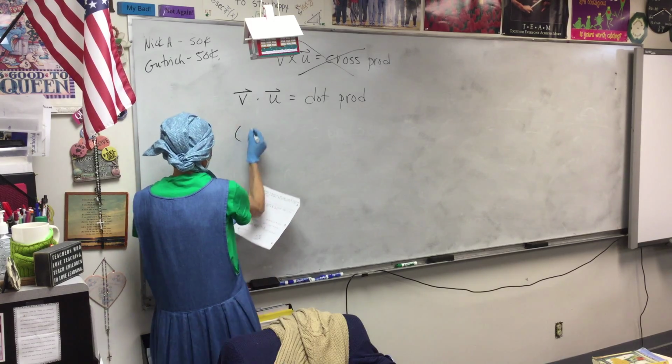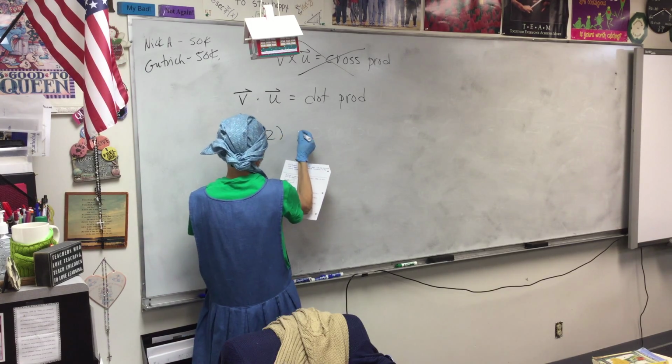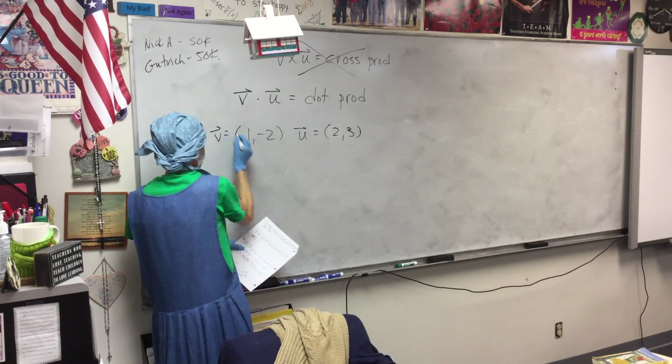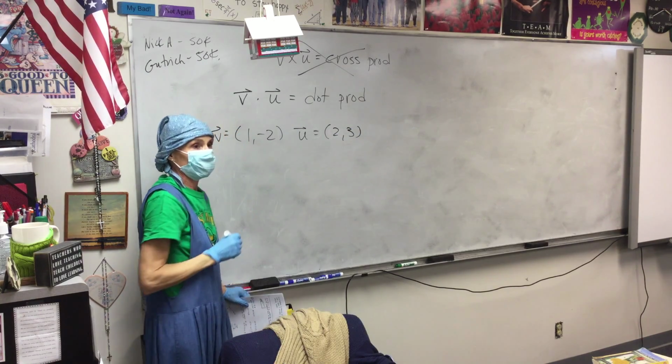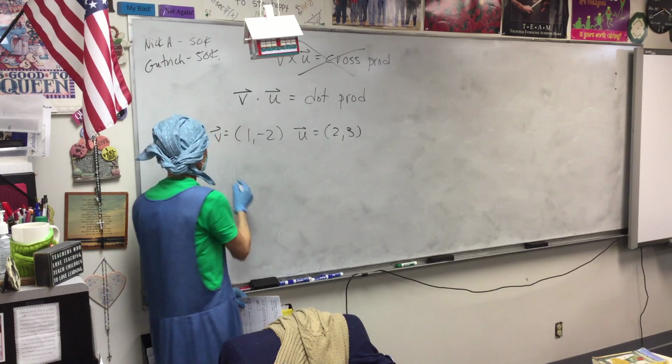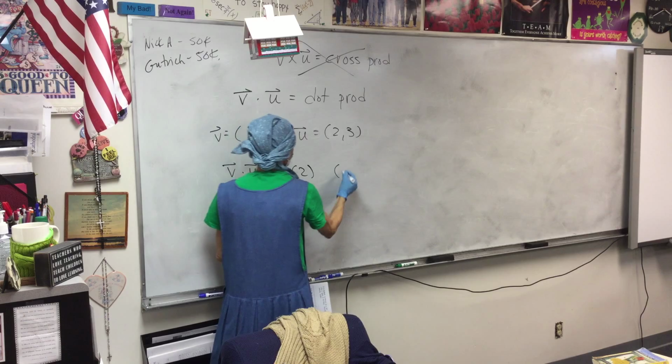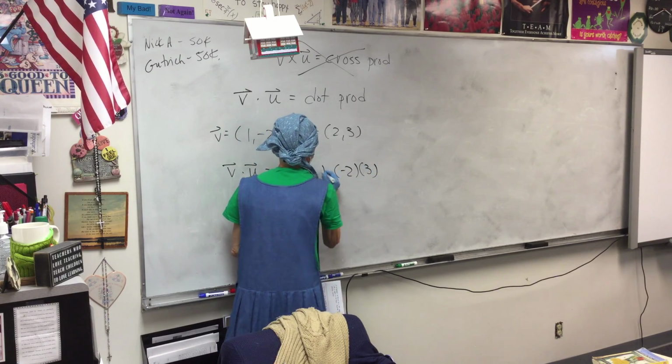For my first two vectors, this is so easy. Here are my first two vectors. I'm going to find the dot product of these two vectors, and here's how I'm going to do it. V dot U is 1 times 2, negative 2 times 3, added together.